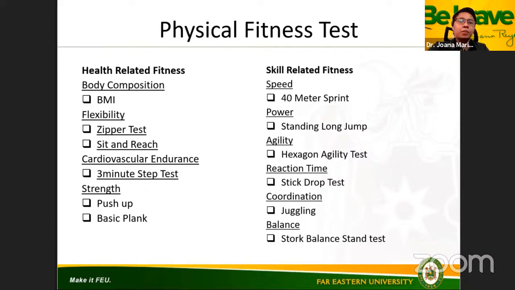For agility, we have the hexagon agility test. For reaction time, we have the stick drop test. Coordination, we have juggling. And for balance, we have the stork balance stand test.